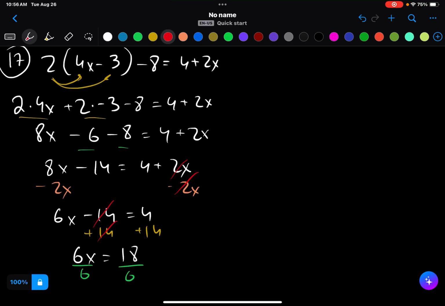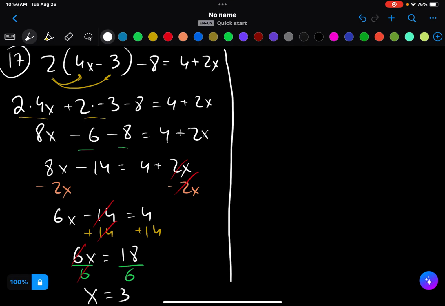And that's gone. And x is simply going to be 3. 16 divided by... 6 goes into 18 3 times. So that's number 17. A bit more work, but still not bad.